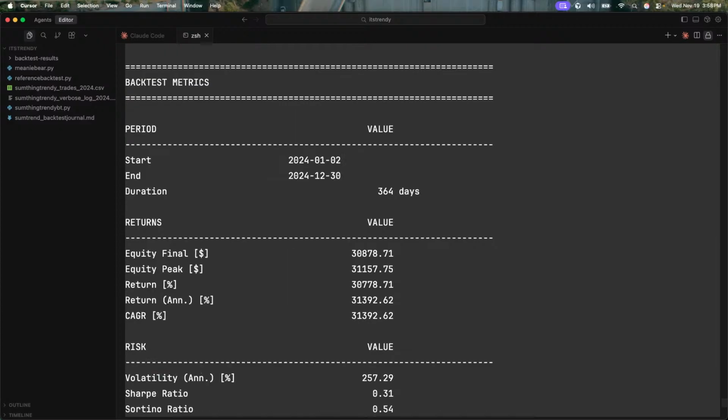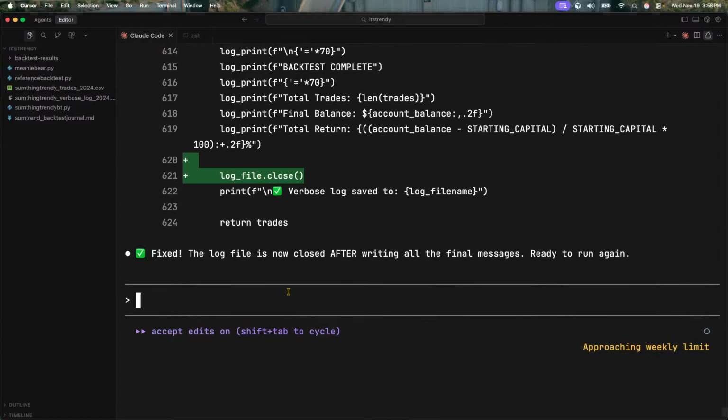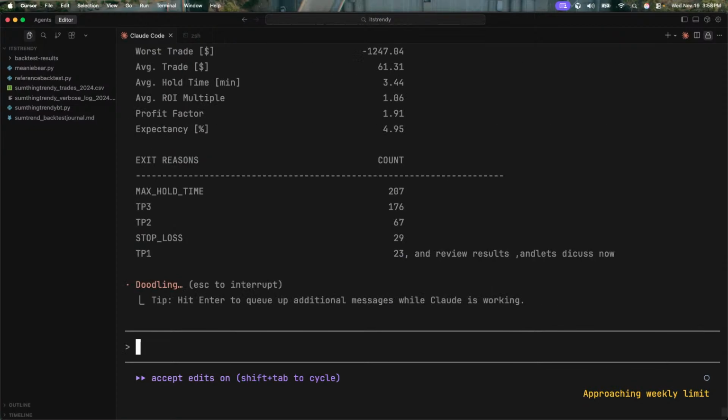All right. So now let's take and review results, and let's discuss now. TP3 is our workhorse. So we're finding something right. We're finding actual trends, right? I think this is a good base to start off. I think there's a couple things that I can do.